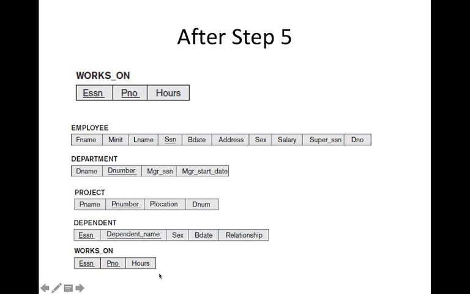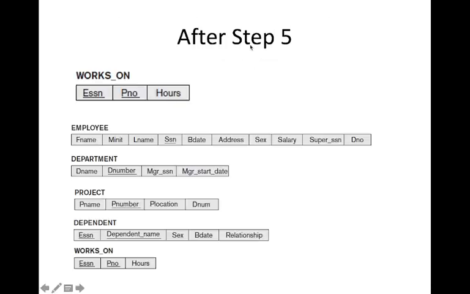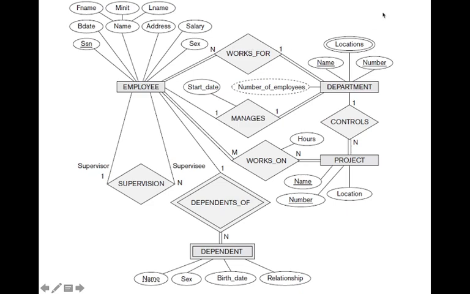Okay. So this is the initial design. Then we will see in step 6. We have to map multi-valued attributes. If you check in this, we have locations as a multi-valued attribute. We have not added it to any of these tables, so we have to do something with this locations. That is done in step 6, what we have to do with multi-valued attributes.